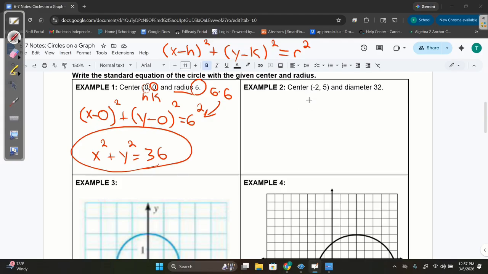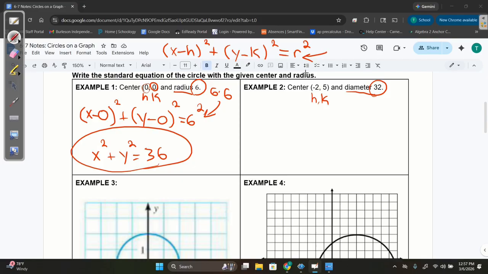If you're not very confident, go ahead and keep playing and we'll go over it now. So, let's see what we have. We've got the center at h, k, and this time we have a diameter of 32.